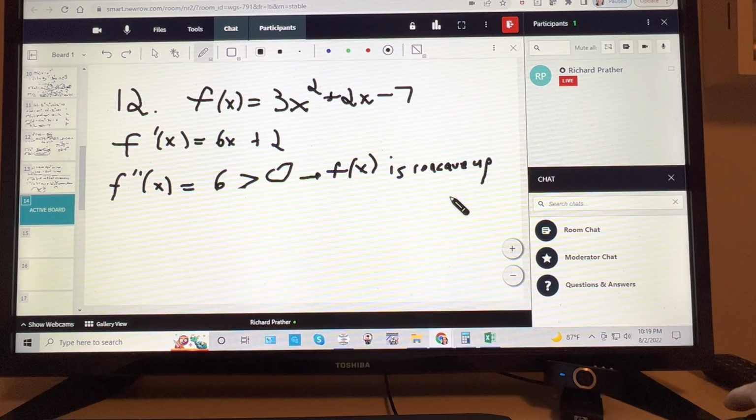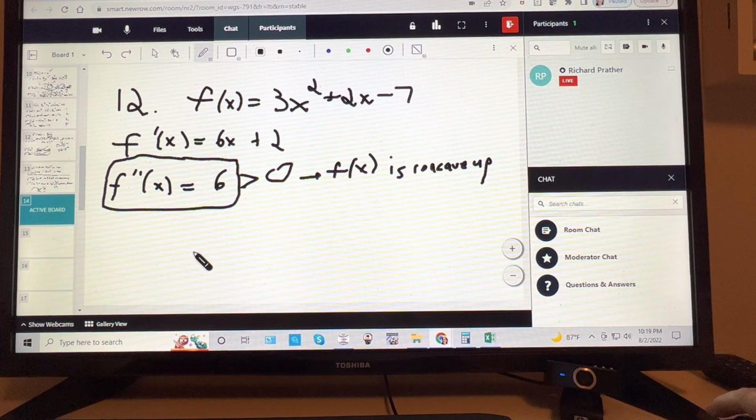That means it's positive 6 for all x. There's never a time that this second derivative equals 0 or is undefined. It doesn't have any critical numbers. So there's no chance for it to change from concave up to down or vice versa. Whatever it's doing in one place, it's doing the same thing the whole time. And you probably know that this is a parabola graph. Parabolas look like this, so that makes sense. It's concave up the whole time.